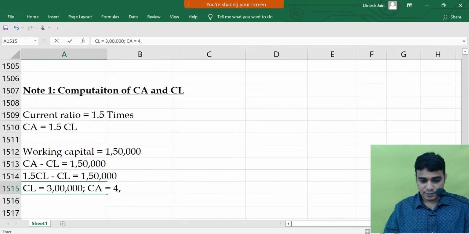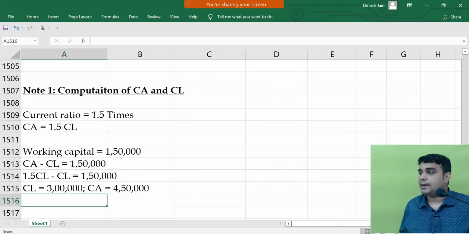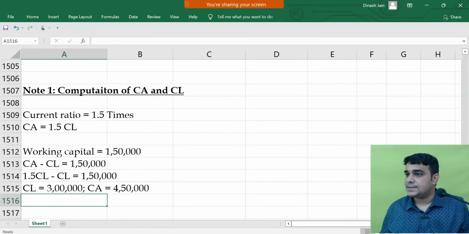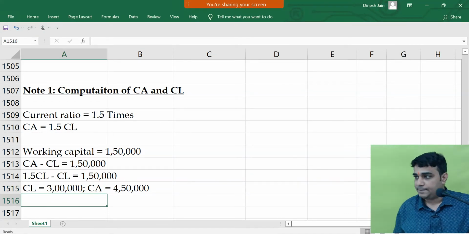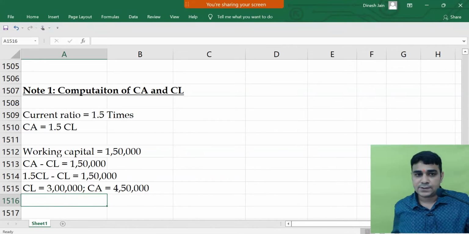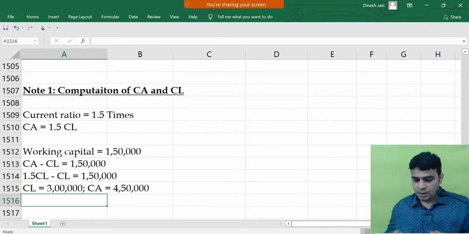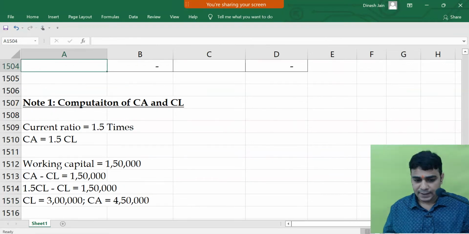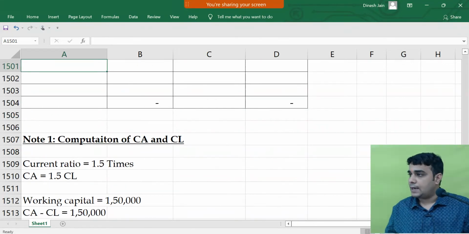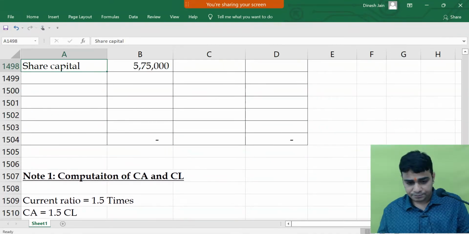Current assets is equal to 4,50,000. Current liability is 3 lakh, current assets is 1.5 times of 3 lakh, which is 4,50,000. 0.5 CL is equal to 1,50,000, so you divide by 0.5 and you get current liability as 3 lakh. More or less my balance sheet is fitting in place. I know the current asset, I know the current liability.